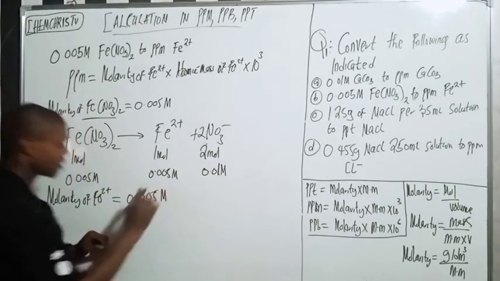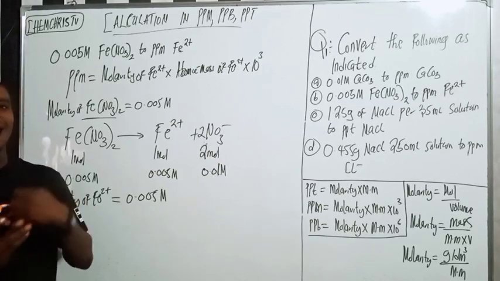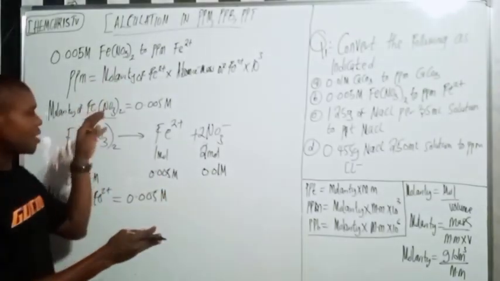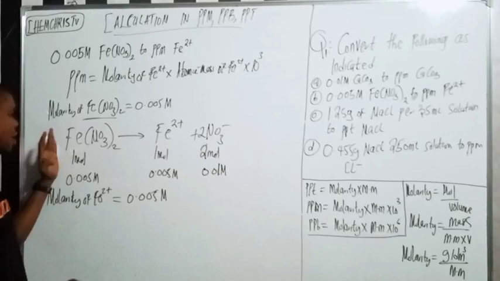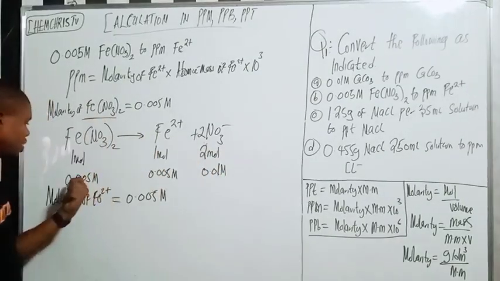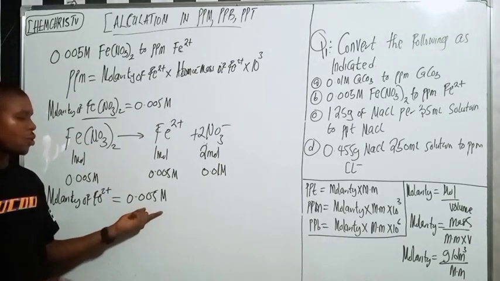The molarity is 0.005. Do you understand? Whenever you are calculating the ion concentration of any element in a compound or molecule, you have to write out a balanced chemical reaction like this. Then check the balanced mole, and use the balanced mole to multiply the molarity of the molecule and get this one here. So do you know my molarity?